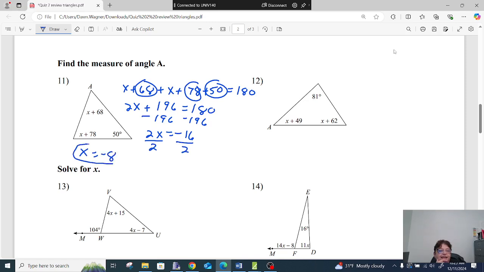I am not done, though, because what did it ask up here? Angle A. So I have to substitute it back in, so always read your directions. Make sure you're answering all of it. So this would be negative 8 plus 68 is equal to what? 60. So angle A is equal to 60.